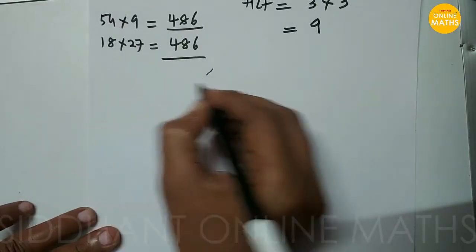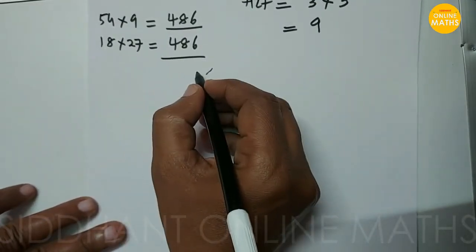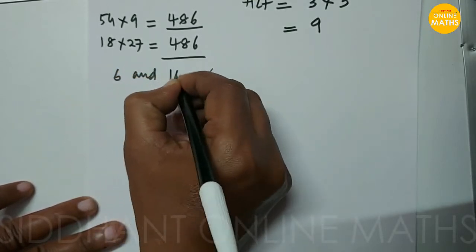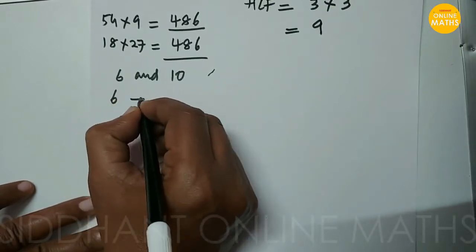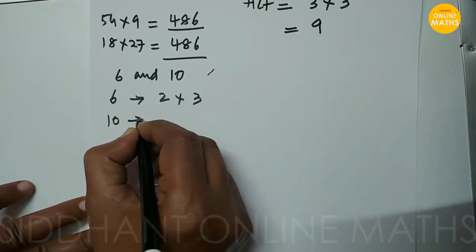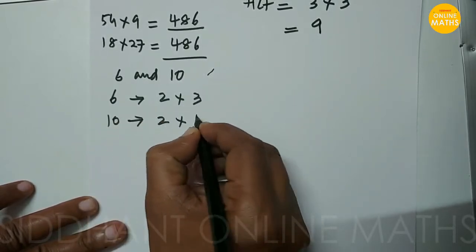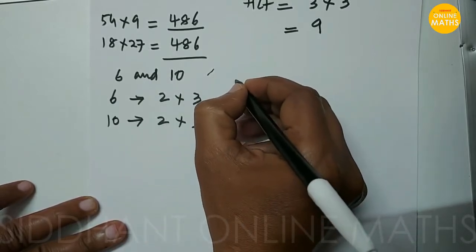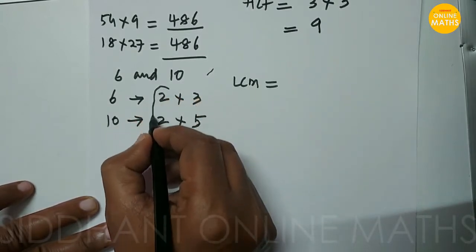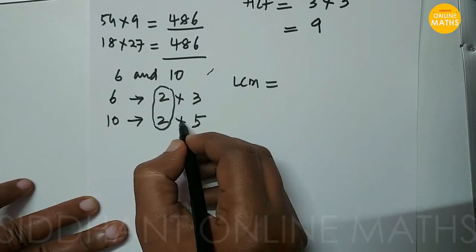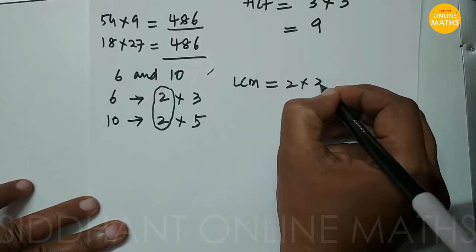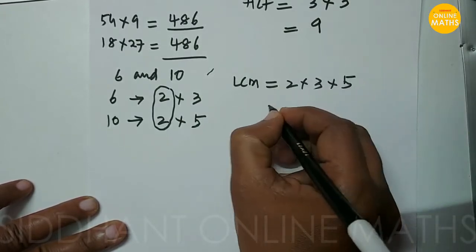So let's take another example and check whether it is true or not. So we take 6 and 10. Now 6 factors are 2 into 3, and 10 factors are 2 into 5. Now when you want to find out the LCM, we take the common factor, that is 2, into the extra factors, that is 3 into 5. So 2 into 3 into 5 will be equal to 30.